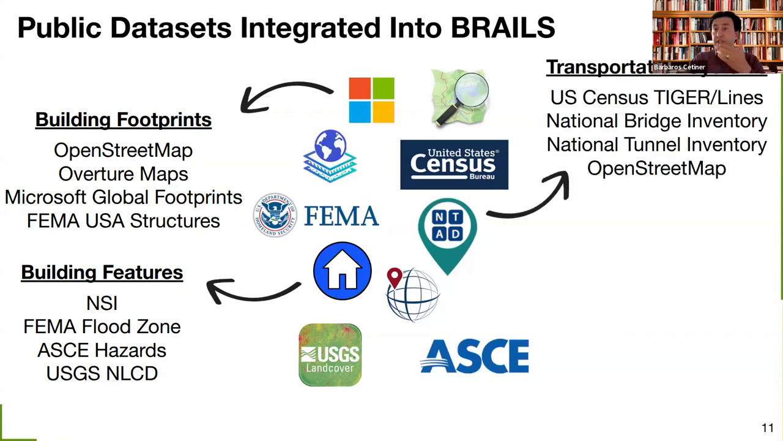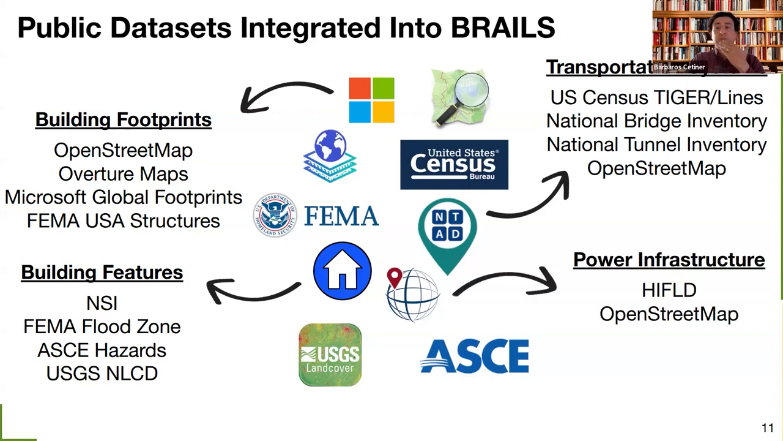In addition to that, for transportation systems, we're able to pull data from basically all well-acknowledged data sets in the US, as well as OpenStreetMap for added flexibility or added coverage for other parts of the world. And last but not least, right now we're able to pull power infrastructure data from HIFLD and OpenStreetMap. Again, that process is completely automated. All you need to do is enter the name of the region that you're interested in creating these inventories for, and Brails will do that automatically for you.